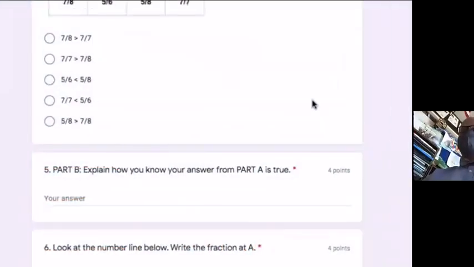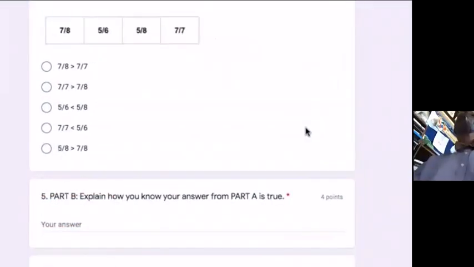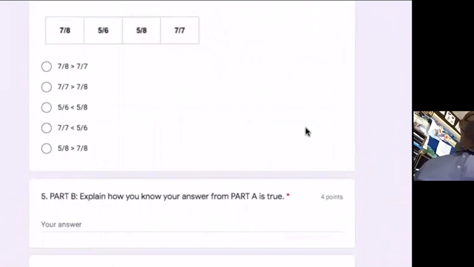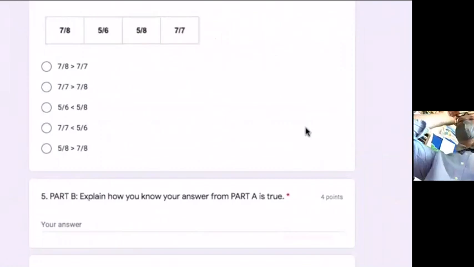Is true. Now for this, one thing you could have said is the 7/7 is filled in completely. The model for 7/7 is complete, so it is greater than any other fraction, and therefore the second answer, 7/7 is greater than 7/8, is the best answer choice. That's something you could have mentioned. But you need to talk about the fractions, okay?